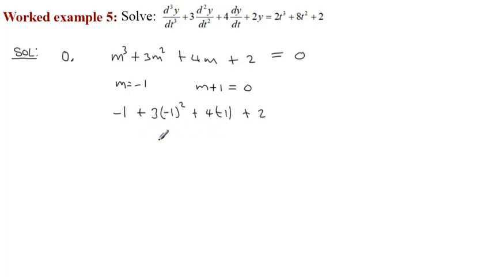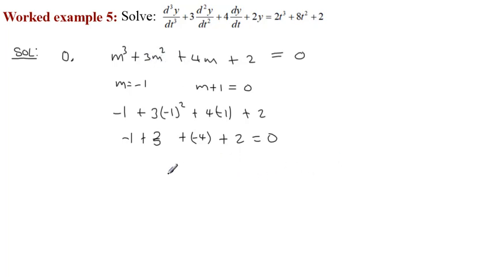Simplifying this, we get minus 1 plus 3 plus minus 4 plus 2. So minus 1 plus 3 gives us 2. 2 plus 2 gives us 4. 4 plus minus 4 gives us 0. So now this tells us that m plus 1 is a factor of this cubic expression.